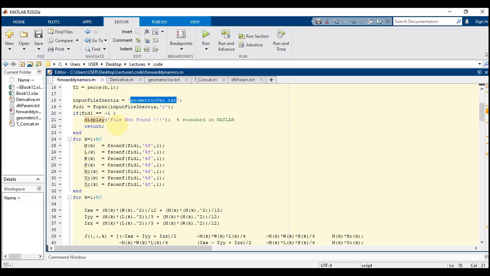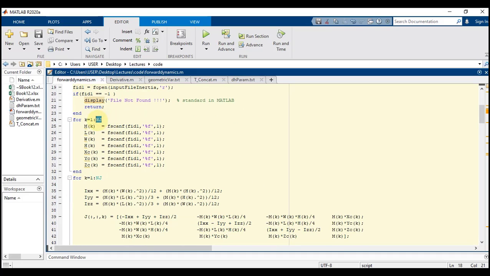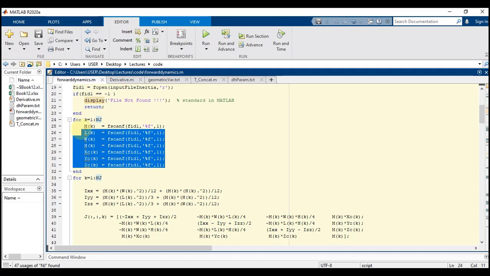FID is minus 1. It says file not found. This is a standard used in Matlab. NJ is the number of joints. For the first link and the second link, we actually read these values: mass, length, width, height, and center of gravity.